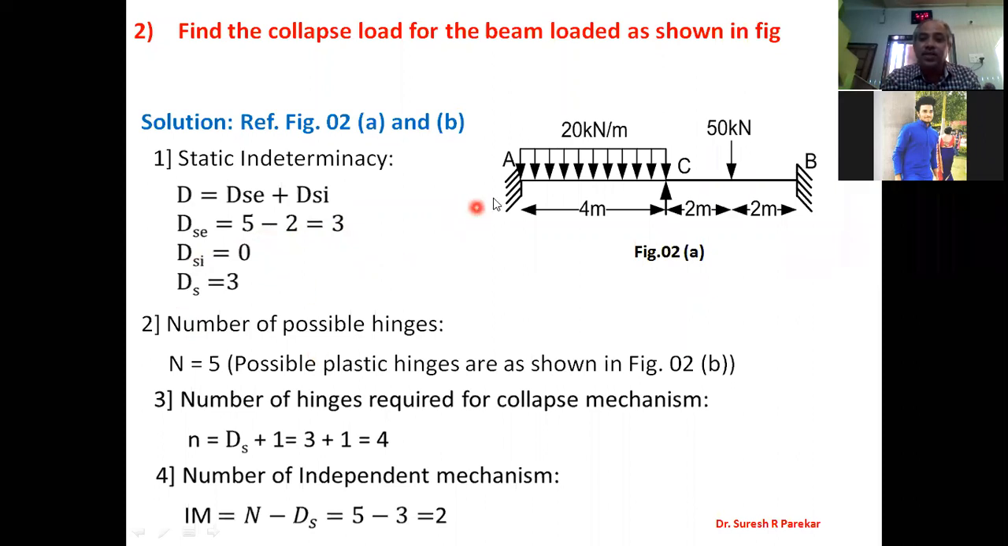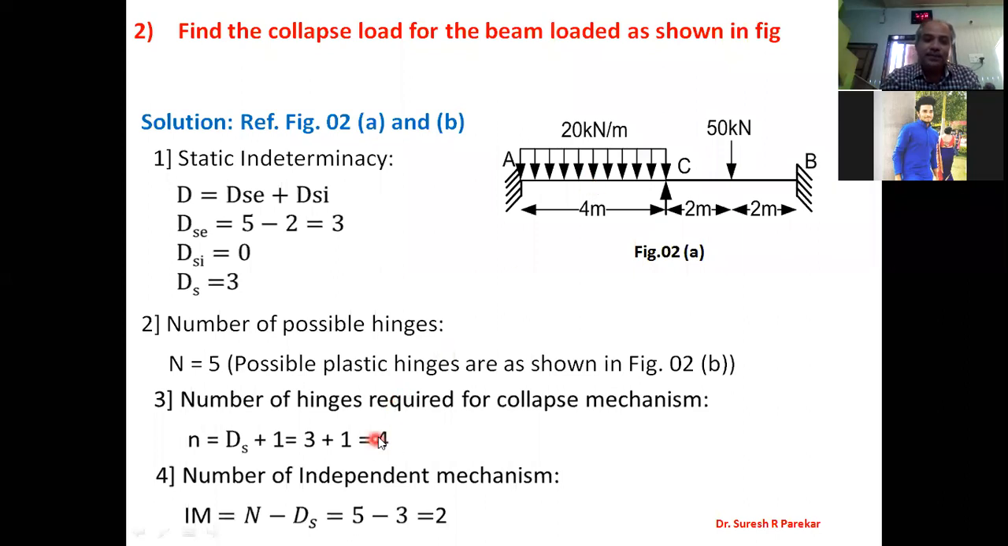Number of possible hinges, 1 at fixed support A, second at fixed support B, third at continuous support C, fourth in UDL, fifth under concentrated load. Again support A is fixed, support C is continuous. So hinge will form in the center of AC.